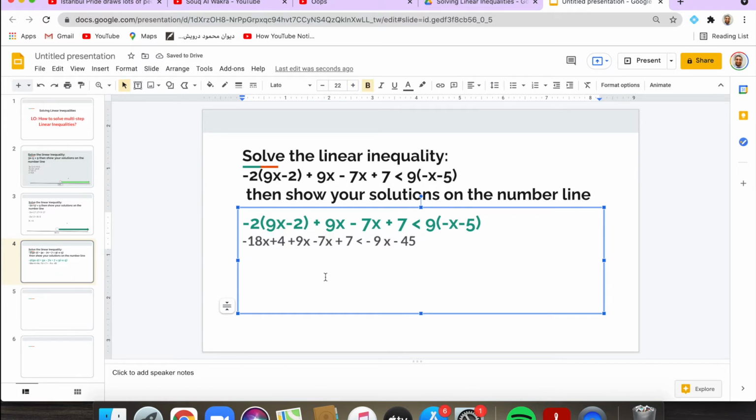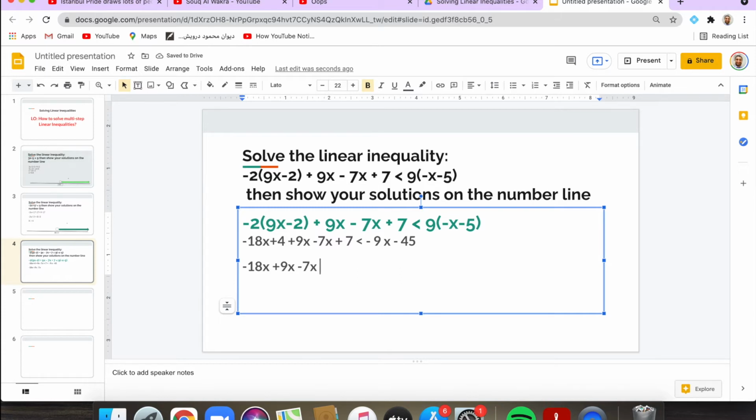Now the second step is moving all the variables to the left side and the numbers to the right side. So negative 18x, leave it as it is. Plus 4 would be on the other side. Plus 9x minus 7x, leave it as it is. Plus 7, move it to the other side.